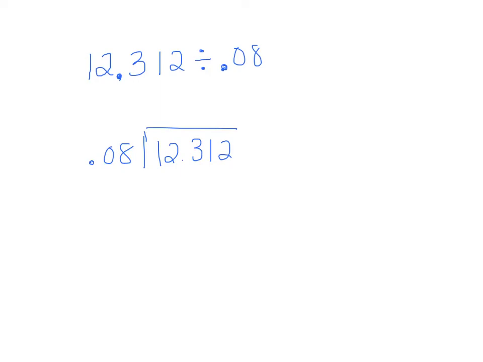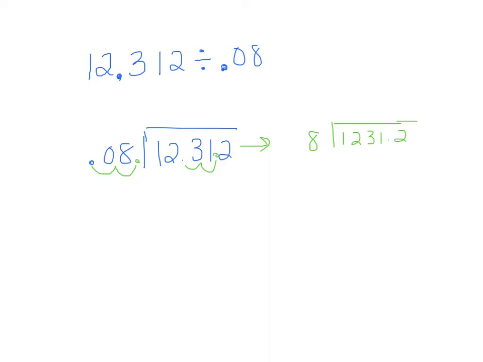Using the process, I'm going to move the decimal place over 2 spaces because I want to get rid of it completely, and do the same thing here. So basically what I am doing is doing 1,231 and 2/10 divided by 8. So I'm rewriting the problem. Okay, now on the next slide I'm going to do a little explanation why this works.